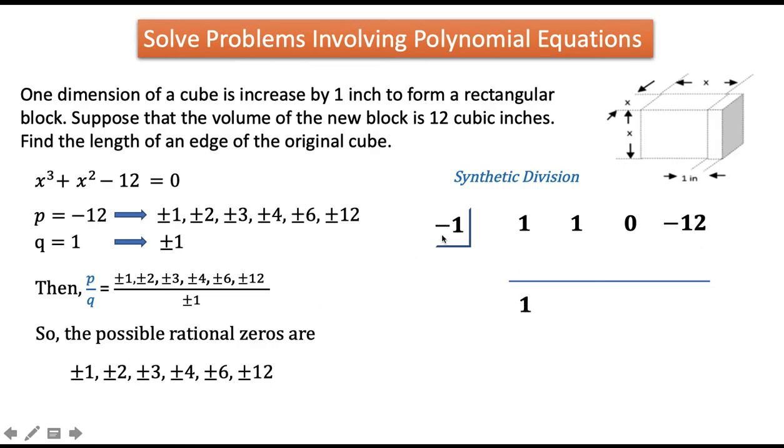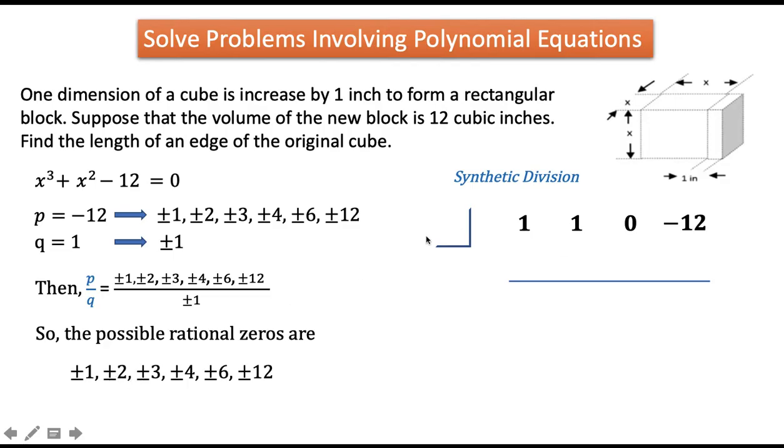So bring down 1. Negative 1 times 1 is negative 1. 1 minus 1 is 0. Negative 1 times 0 is 0. 0 plus 0 is 0. Negative 1 times 0 is 0. Negative 12 plus 0 is negative 12. Again, the remainder is not 0. Therefore, negative 1 is not a solution.